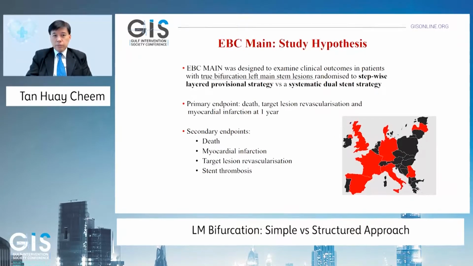Now, EBC MAIN was designed to examine the clinical outcomes between two different strategies. One is that of a stepwise layered provisional strategy versus a systematic dual stent strategy. The primary endpoint was death, target lesion revascularization, and myocardial infarction at 1 year. The secondary endpoints were death, myocardial infarction, and TLR, as well as stent thrombosis.